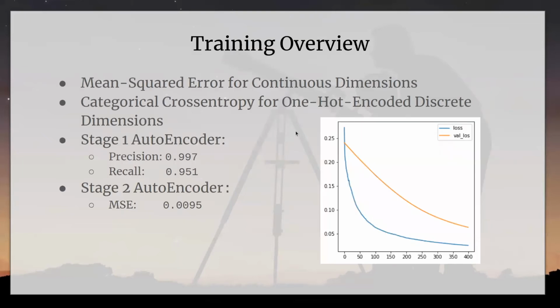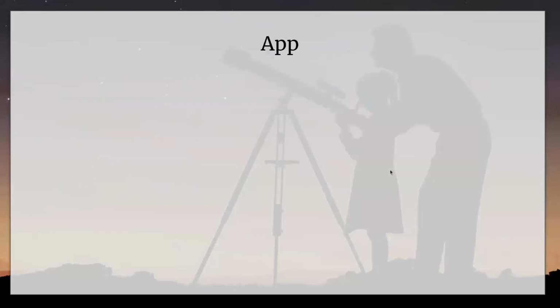Here's an overview of the training. Mean squared error was used for those continuous monotonic dimensions, and categorical cross entropy was used for one hot encoded discrete dimensions. The precision and recall for that stage 1 autoencoder was 0.987 and 0.95 respectively, and the mean squared error of the stage 2 autoencoder was 0.0095. Here on this graph, you can see a comparison between the training and validation data, and it looks like with some additional training, we could continue to improve the model. Let me show you the app very quickly.